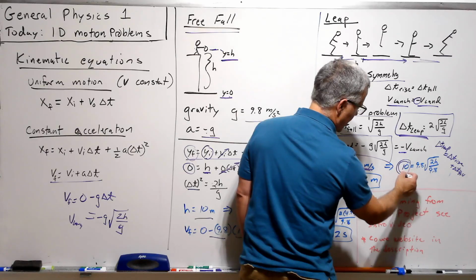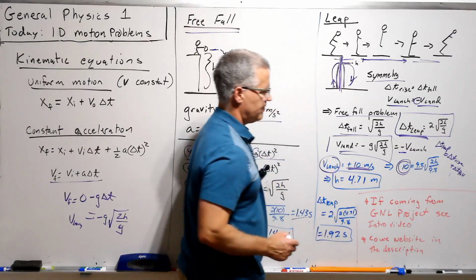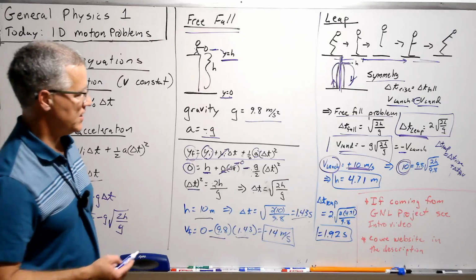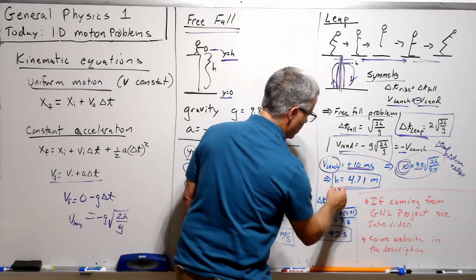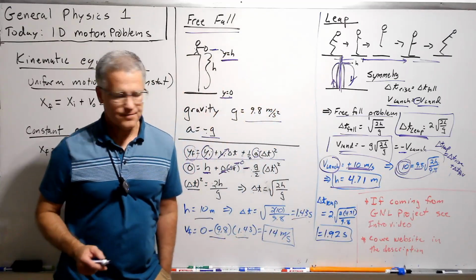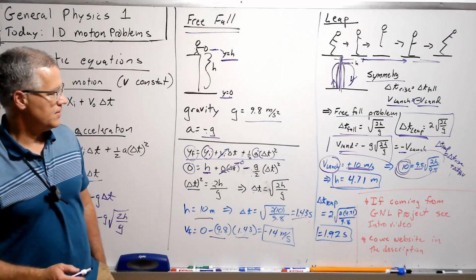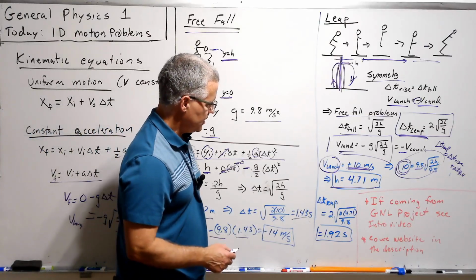So we have 10 equals 9.8 times the square root of 2h divided by 9.8. We don't know what the apex of that leap is going to be. That's what we're going to calculate. So these are all numbers except for the h. So we've got 4.7 meters. So check my arithmetic there, make sure I've got that right.